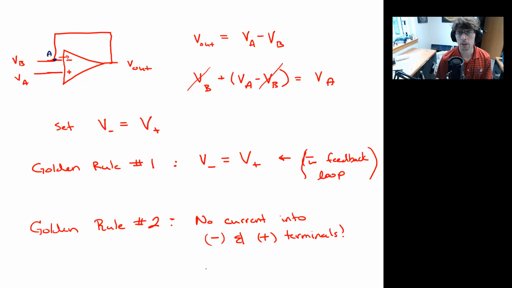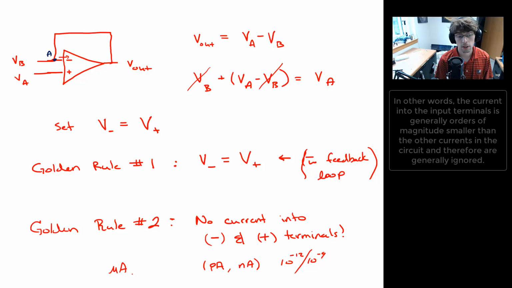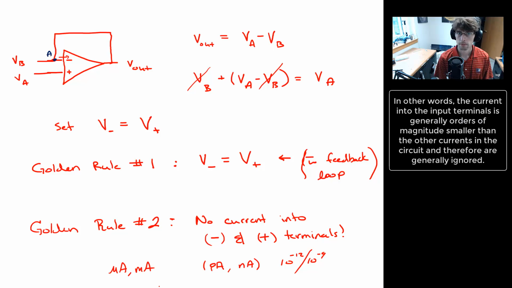But, and we'll see this in LTSpice, for example, these currents are on the order of something like picoamps or maybe nanoamps. Okay? 10 to the negative 12th or 10 to the negative 9th. Why is that important? The currents that we're dealing with will be on the order of maybe microamps or even milliamps. So compared to the amount of current that goes back into the inputs, we can basically just ignore it. Those are too small. We don't need to know those.